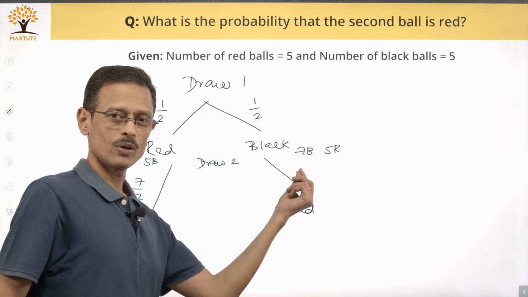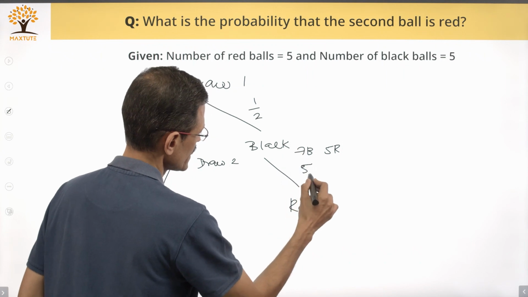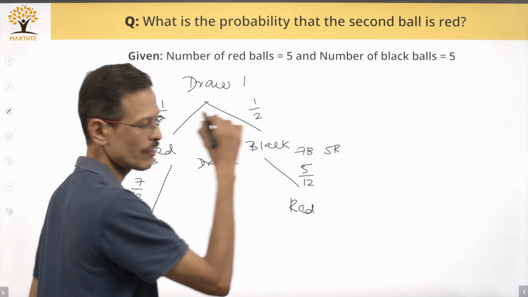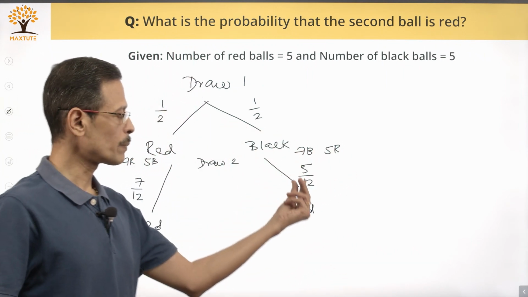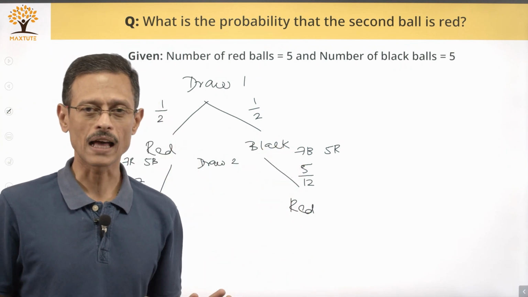Now we have again 12 balls, of which 5 are red. The probability that the second one is a red is 5 upon 12. So 5 upon 12 is the probability that the second ball is red, provided the first one is a black.